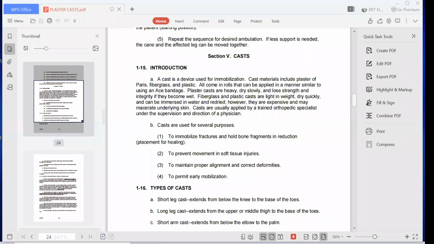So if you see here the cast, what is this? Actually, I discussed this in the chapter of fracture. To immobilize the part, a cast is the device which is used for the immobilization of the part. Part of what? Part of the fracture.